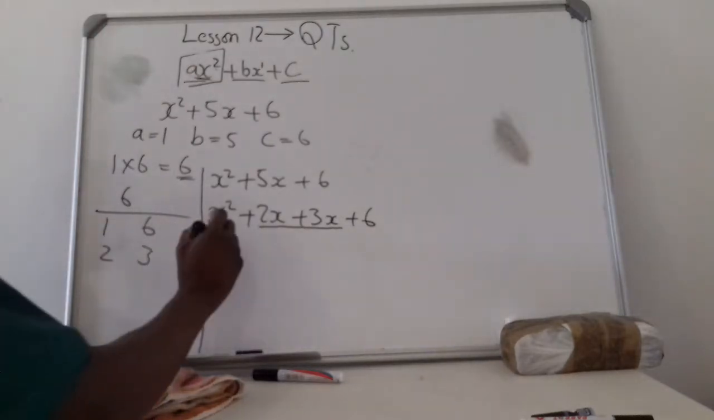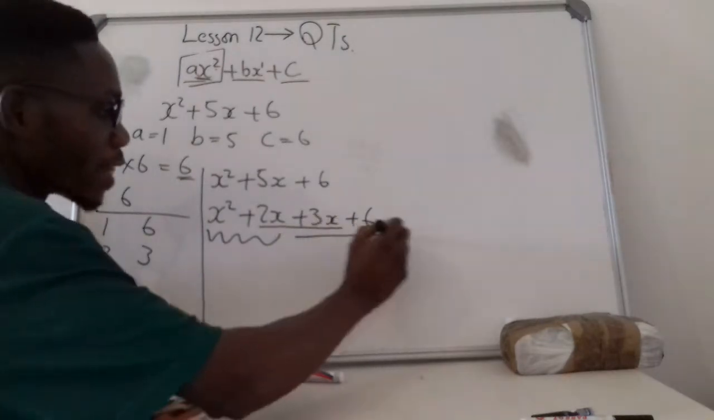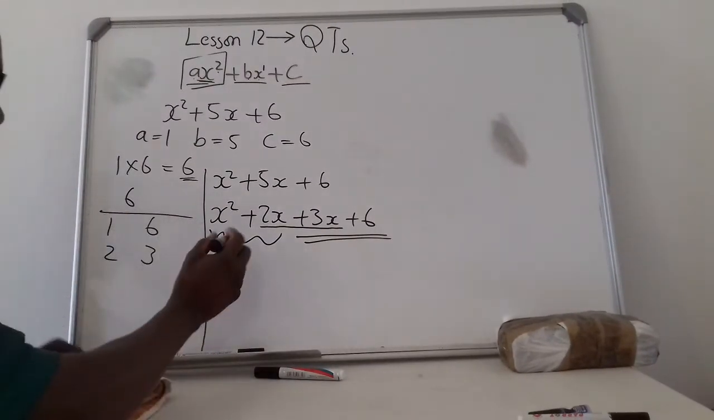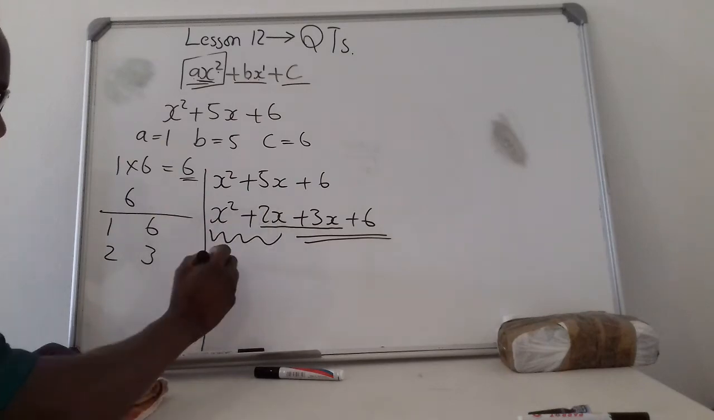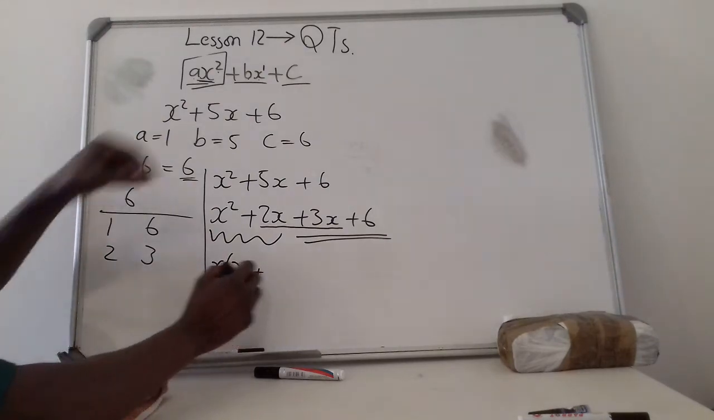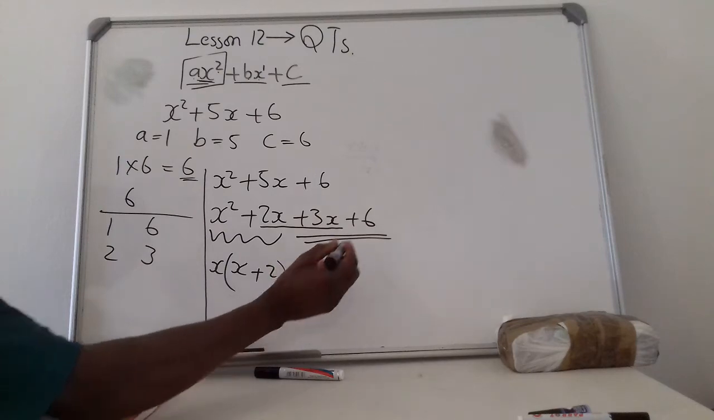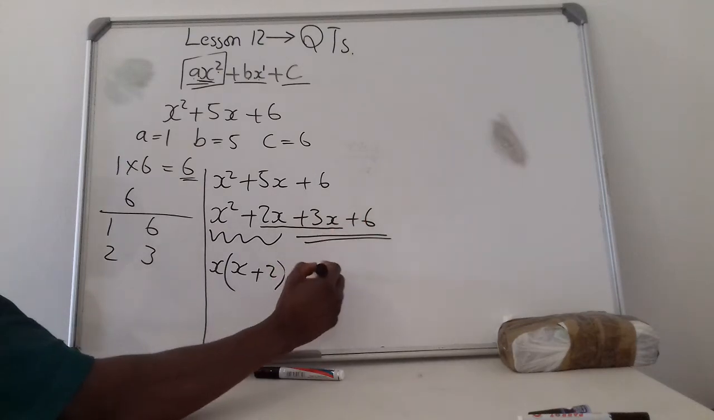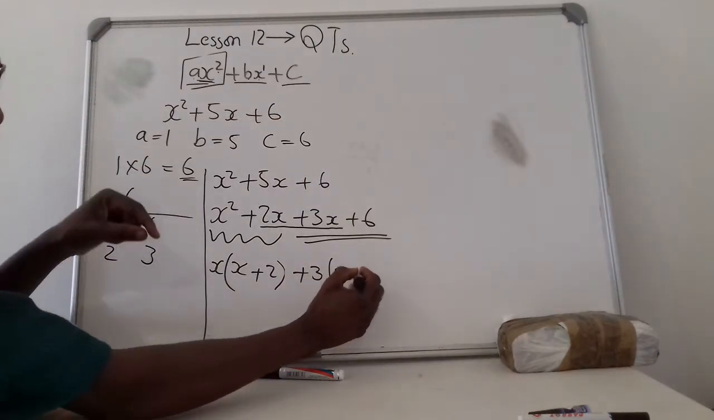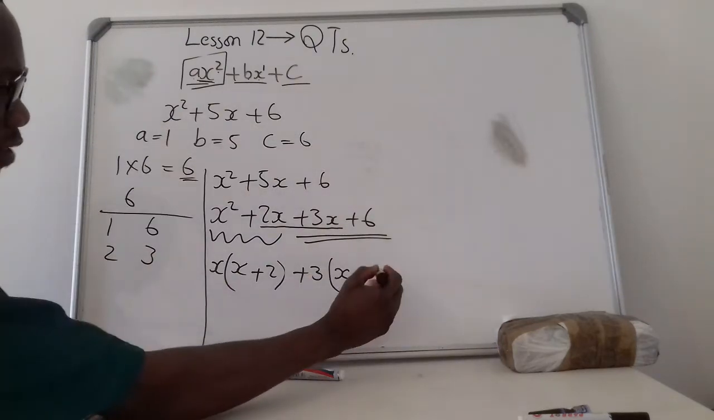Now we need to factorize by grouping because the first two have a common factor and the last two have a common factor. Let's do it. The common factor here will be x, and if I divide this by x, I'll get x. If I divide this term, I'll get 2. Plus, the common factor here will be 3. Open the bracket. 3x divided by 3 will give me x, plus 6 divided by 3 will give me 2.